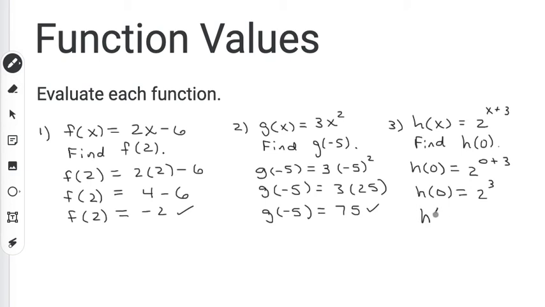2 to the third power would be the same thing as 2 times 2 times 2, and we know that's going to be 8. So 2 cubed is equal to 8. That's going to be my answer. So for every single function, I'm taking the variable and replacing it with a number. And then after that, it's pretty easy to evaluate it.